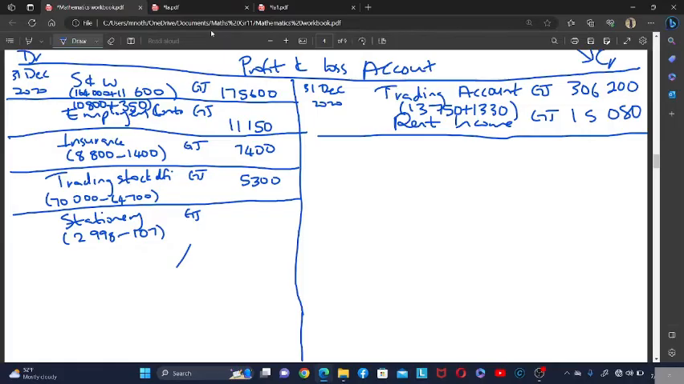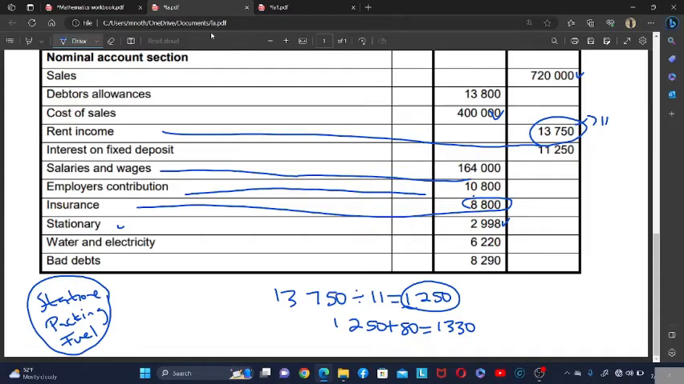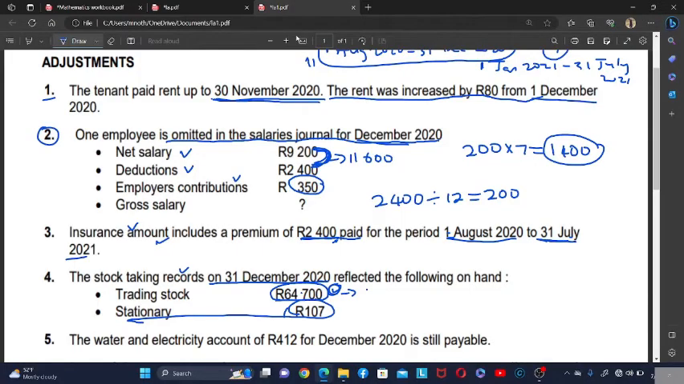Why? Let's come back again. I'm saying when the consumable stores are bought, at that moment they are treated as expenses. But then, if it is found that at the end of the year some of them are still remaining, or they are on hand, or they were unused, they cannot be treated as expenses. So therefore, we need to go and subtract them from the expense account. So this is why we subtracted this stationery from the expense account.